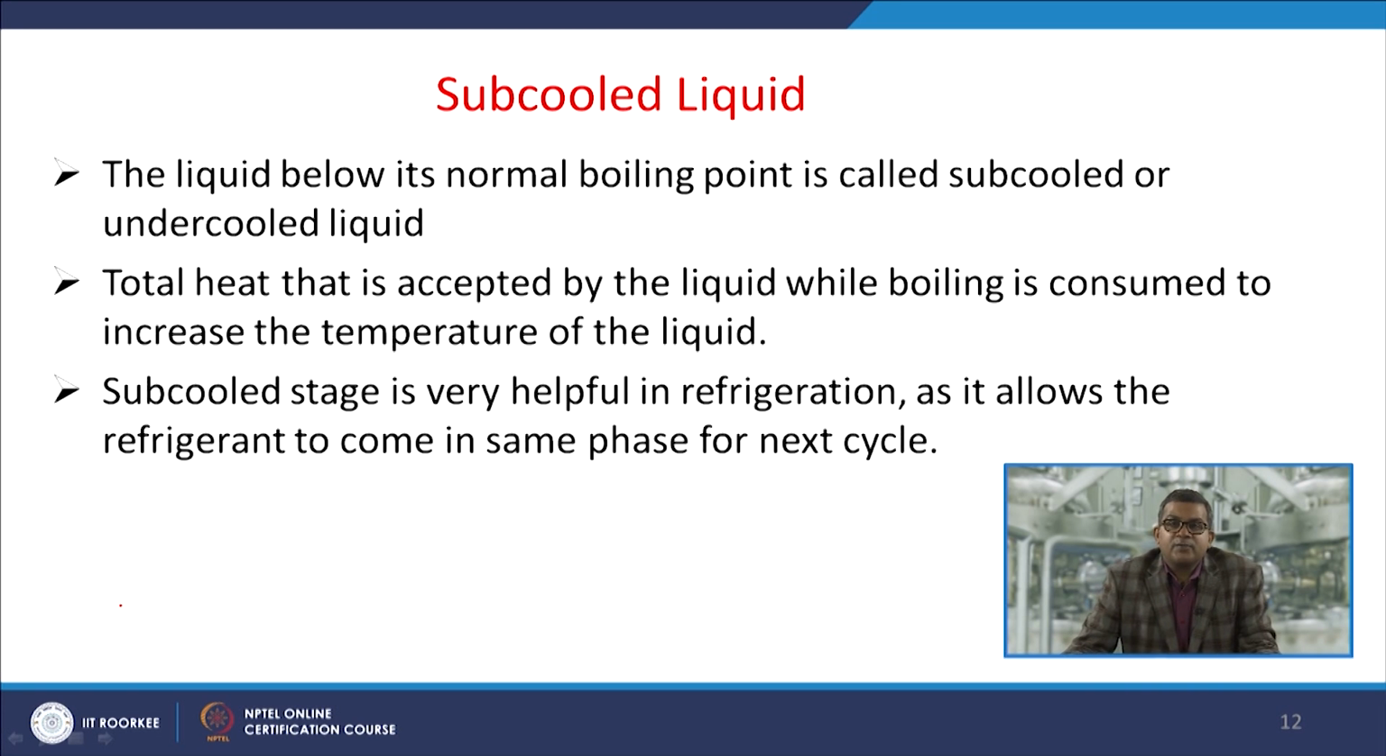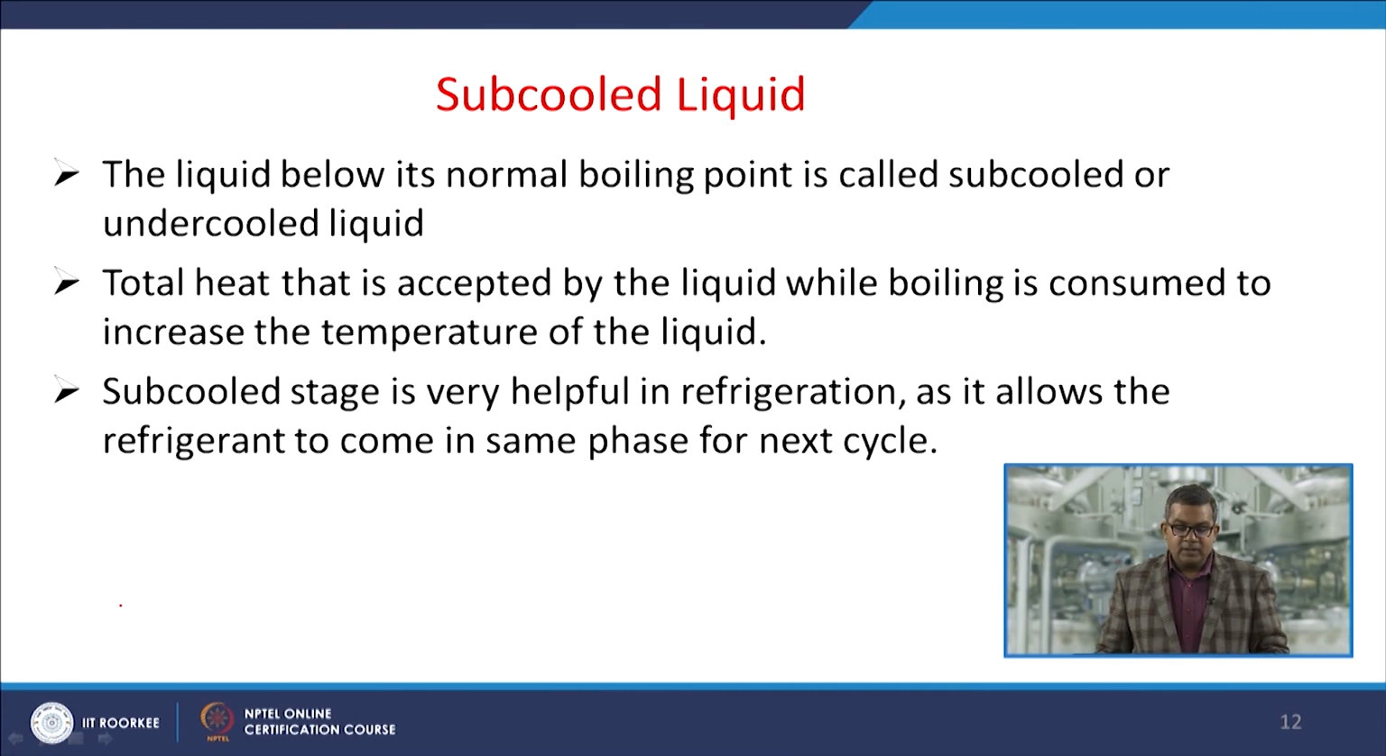The rate of evaporation is affected by the amount of nuclei present on the liquid surface and superheating. There is a concept of subcooled liquid. A liquid below its normal boiling point is called a subcooled or undercooled liquid. This is a well known thermodynamic phenomenon. The total heat accepted by the liquid before boiling is consumed to increase the temperature of the liquid. So, the subcooled stage is very helpful in refrigeration as it allows the refrigerant to come in the same phase for the next cycle. So, the energy efficiency in that particular case can be improved.